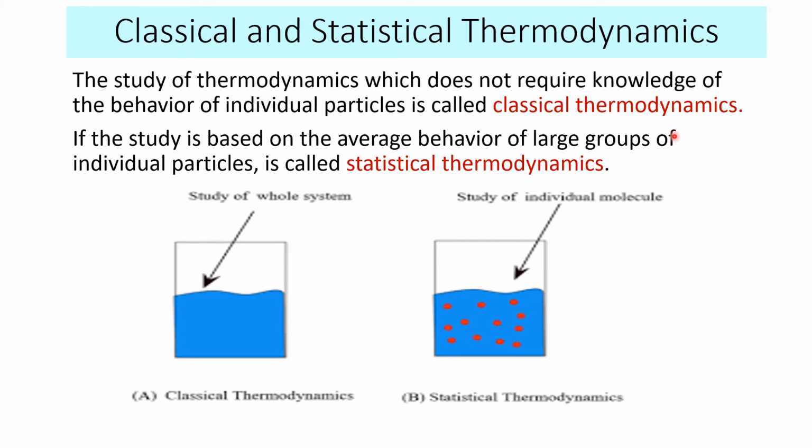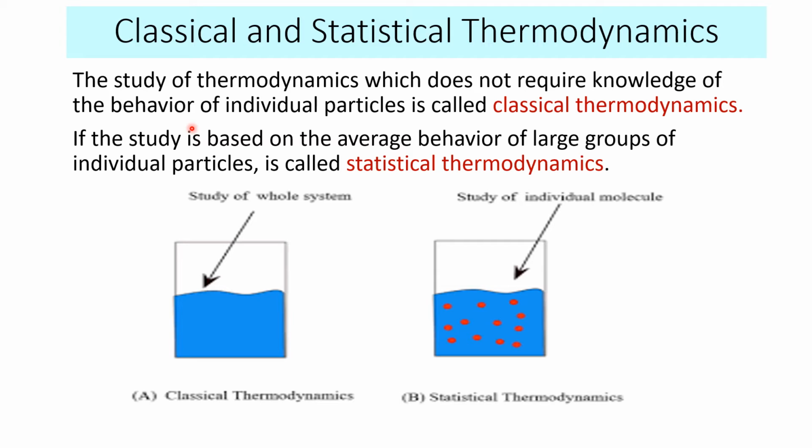Now we will study the two types of thermodynamics, that is, in two ways we are going to study thermodynamics. One is classical thermodynamics and another one is statistical thermodynamics. We already know that a substance consists of a large number of particles called molecules, and the properties of the substance naturally depend on the behavior of these particles.